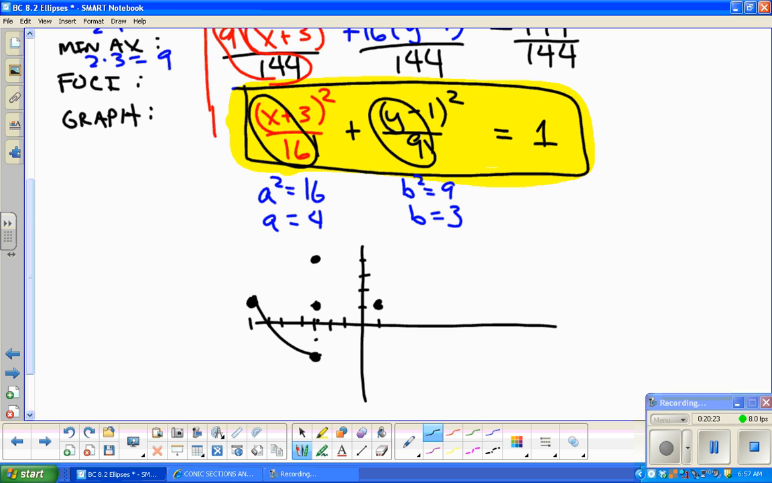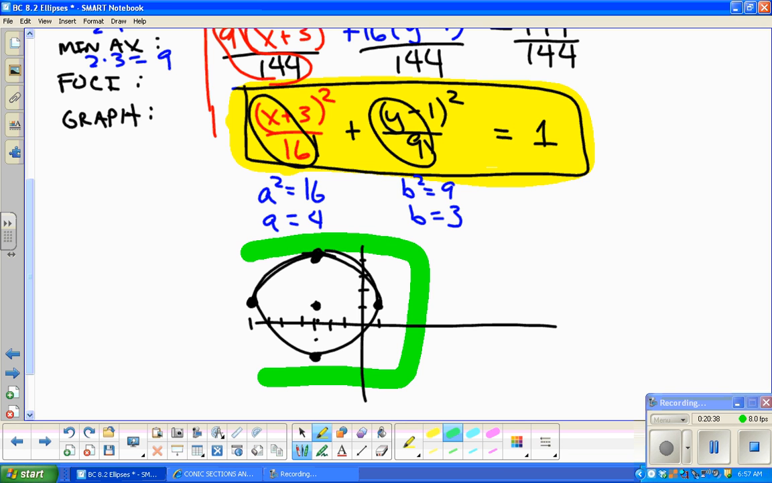I know my ellipses probably look just as great as my circles did. If I was on a grid, it'd look a little better. Now we've done the graph, and now we need to do foci. Just a quick little reminder here: the major axis is horizontal this time.